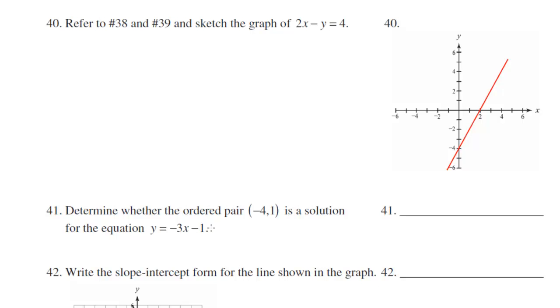In our next problem, we want to determine whether the ordered pair -4, 1 is a solution to the equation y equals -3x minus 1. So we're going to substitute in for x and y and see if we get a true statement. And sure not looking like it's a true statement. 1 does not equal 11, so no. Nope, that ordered pair is not a solution to our equation.